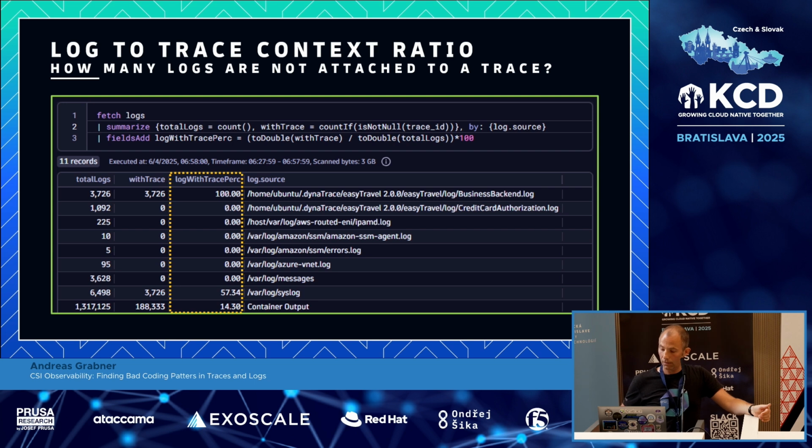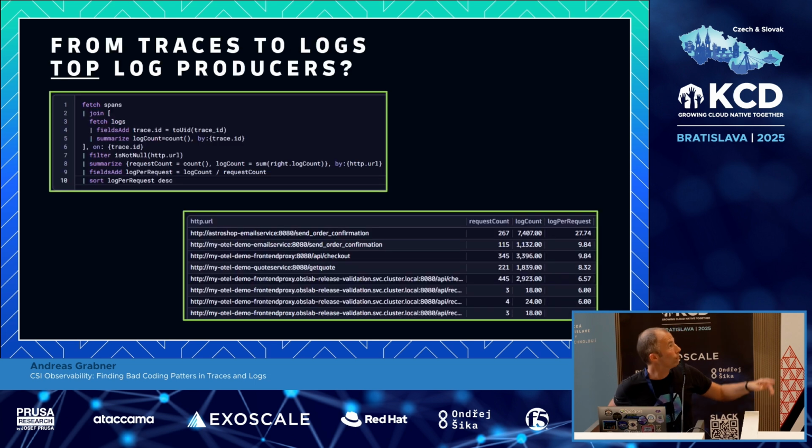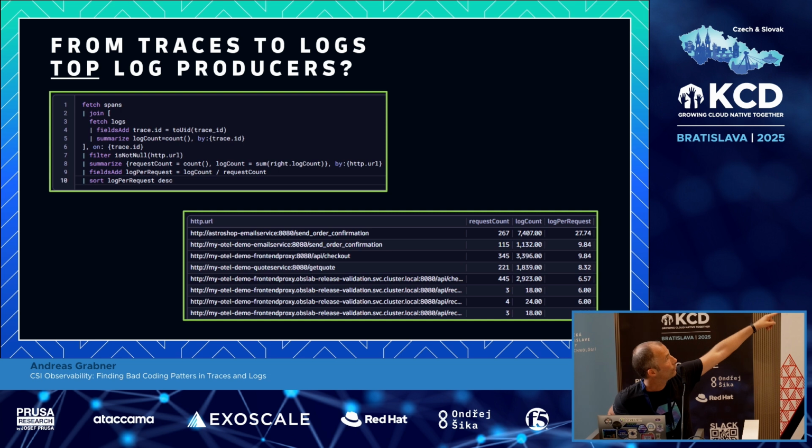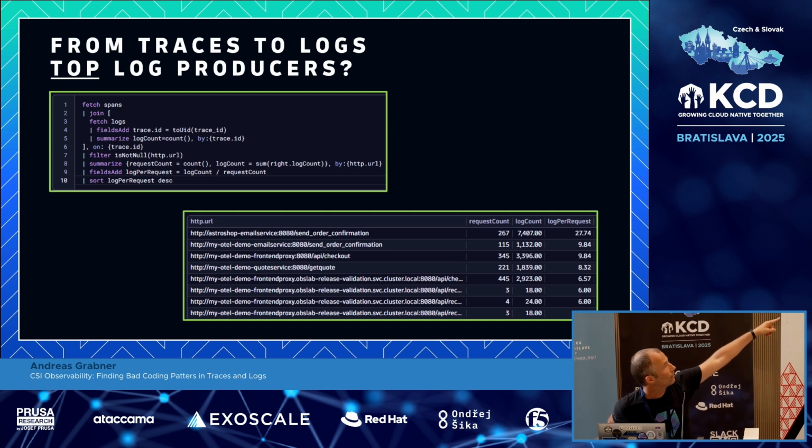And also the top log producers, that's always interesting. Give me a list of all of my top URLs, and then show me how many logs are coming in and what is the log per request ratio. So how many logs are generated per request. It seems the top one, the send order confirmation, is called 267 times in the time frame that I analyzed. I have 7,400 logs. That means on average I produce 27 log lines for this particular endpoint.